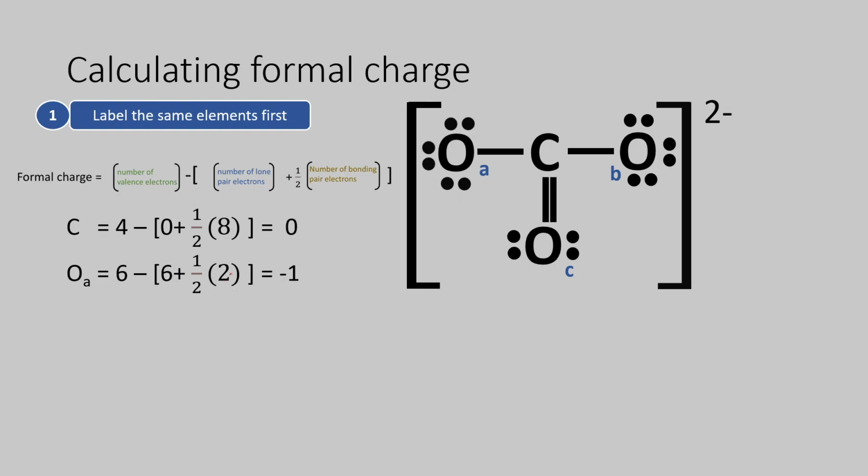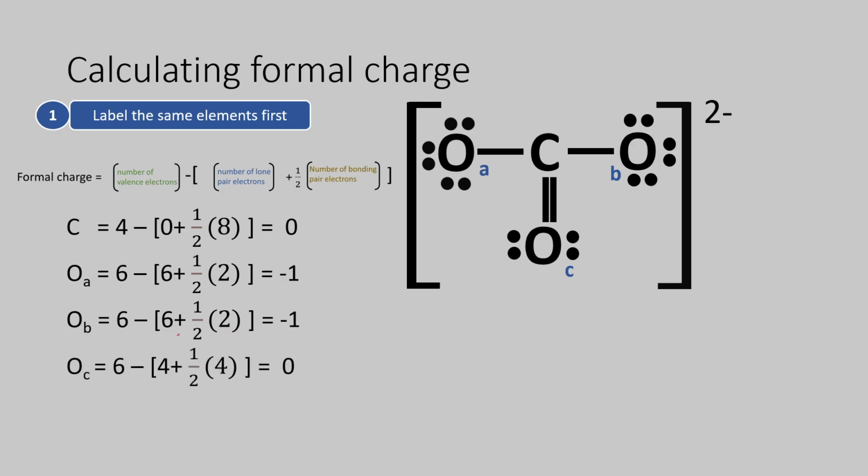So, half of the bonding pair, it only has 1 bond. So, 1 bond has 2 electrons. So, half plus half times 2. So, it is -1. While B is also the same, and C is different because it has a double bond.